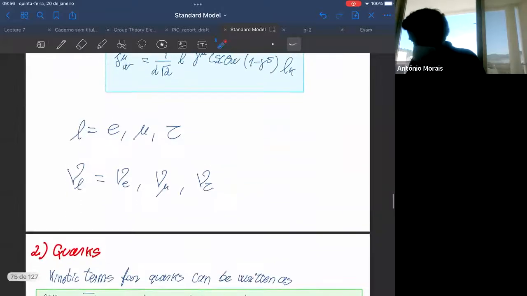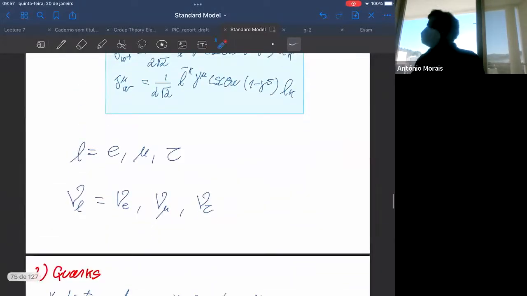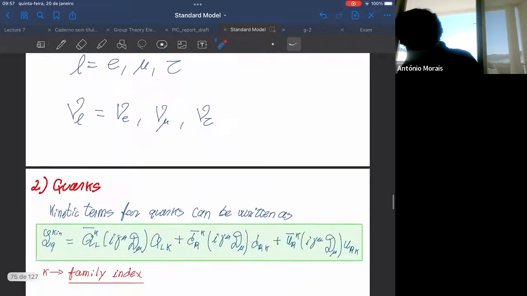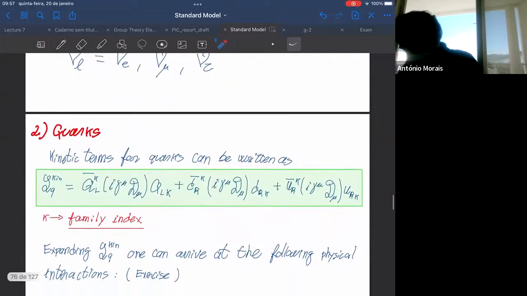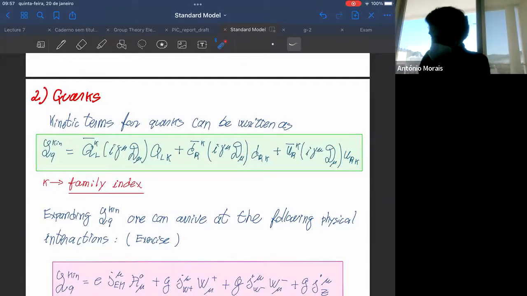Right. Now, we discussed a lot about leptons so far. Let's discuss quarks, and let's go to a more generic framework compared to our discussion so far. So, quarks. These are the kinetic terms for quarks. This is just repeating what we had for leptons. So we have the SU(2) doublet quarks here, this part. This Q_L, Q_R has the up and down left chirality parts.